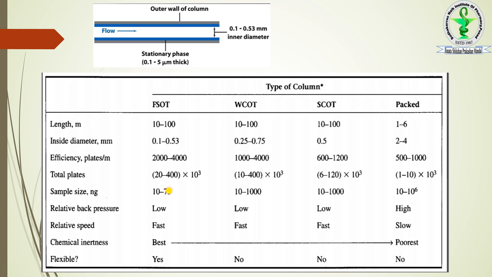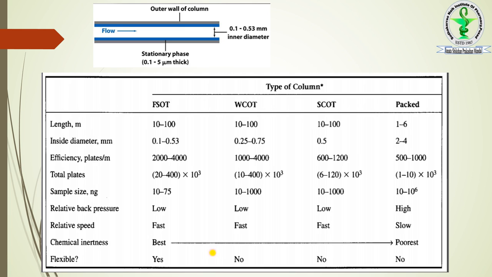Sample size ranges from 10 to 75 in the case of FSOT. So very small amount of sample. Here is 10 to 1,000, here is 10 to 1,000, and here is 10 to 10 raised to 6. So sample load is higher in this case, and relative back pressure is very low. But in the case of packed column, it is high. Speed is fast in the case of this one, but for packed column it is slow because they are packed.